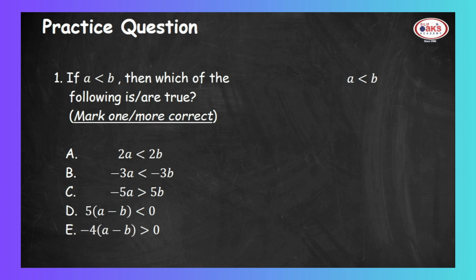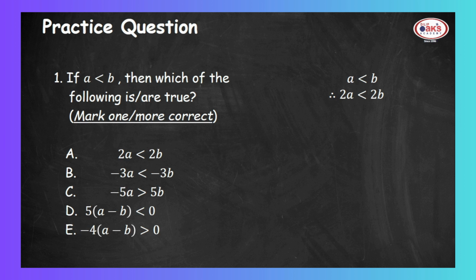So what I mean by that is, if A is known to be less than B, then multiplying both sides by a positive constant, say 2, we will get 2A is also less than 2B. Okay? So that qualifies option A to be the correct answer.